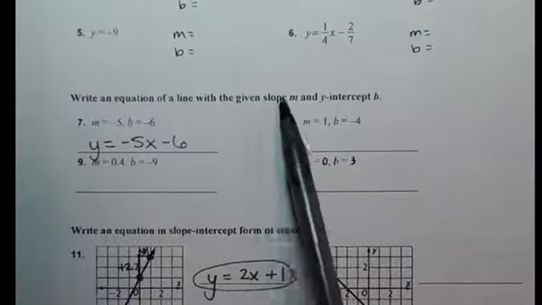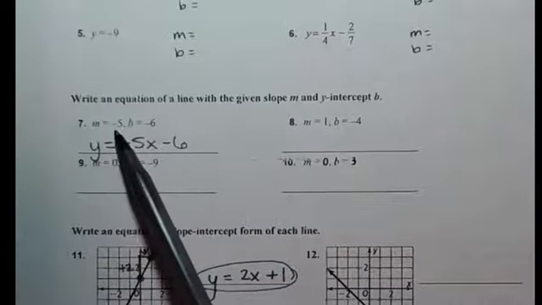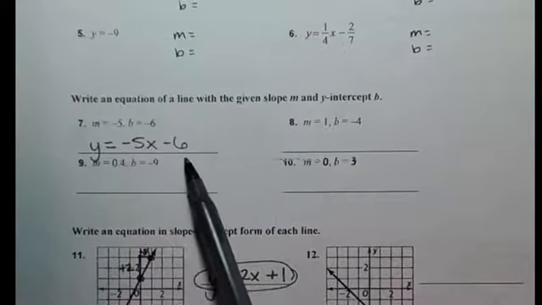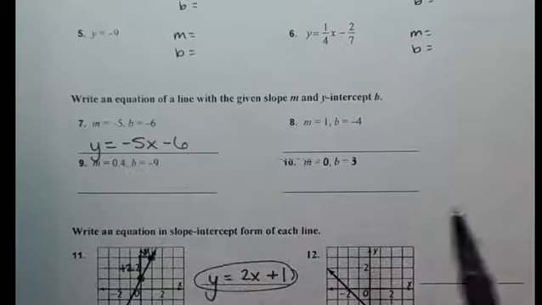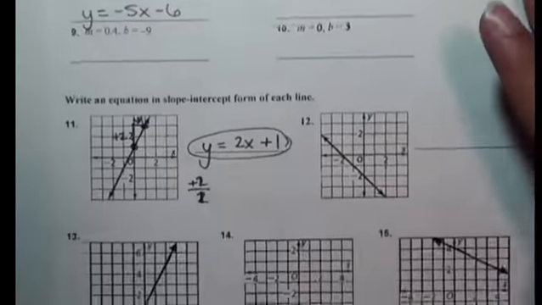It says write an equation when you're given the slope and the y-intercept. So they give you the slope, they give you the y-intercept, you write it into slope-intercept form. Pretty easy, don't have to show me your work.